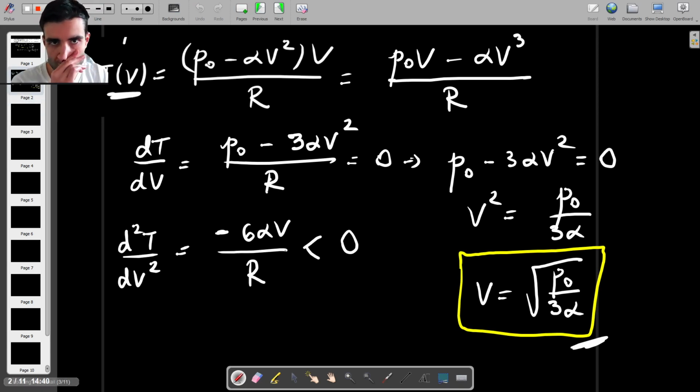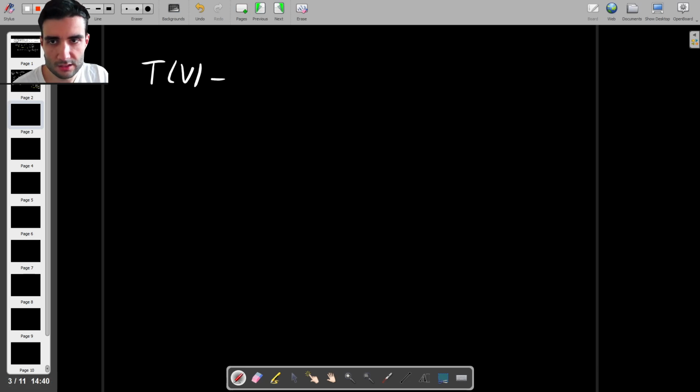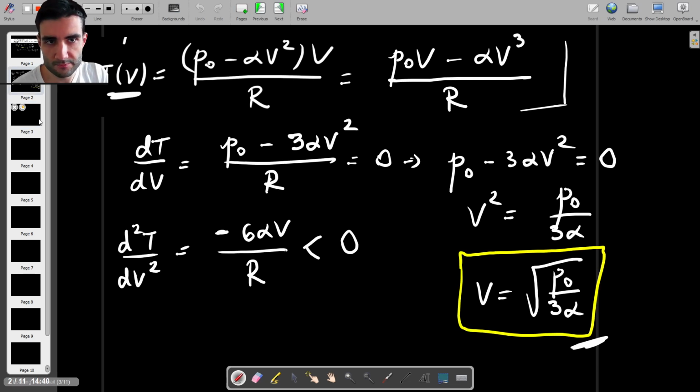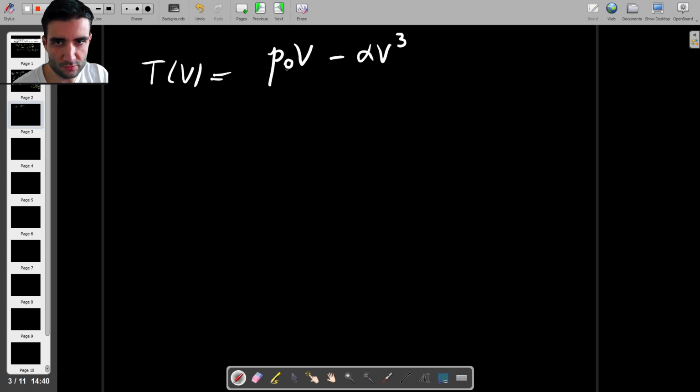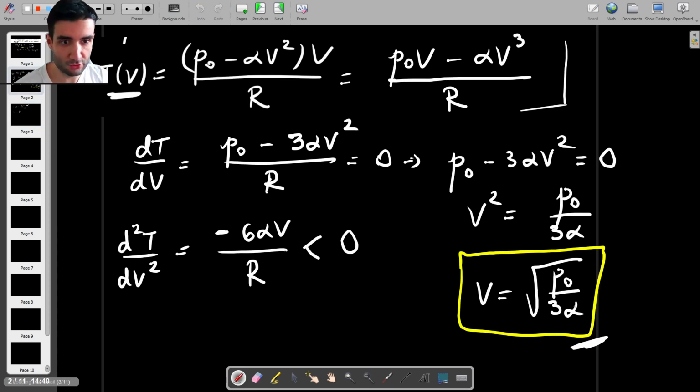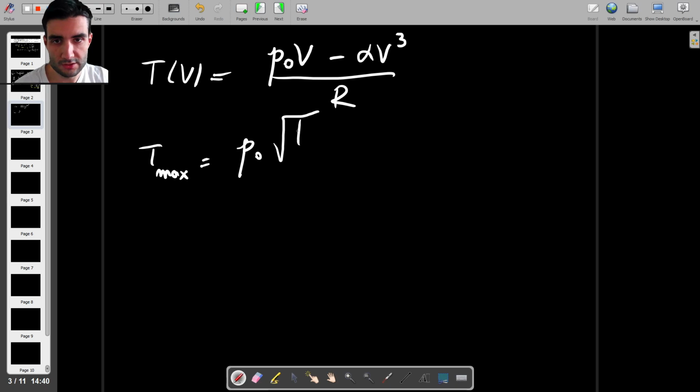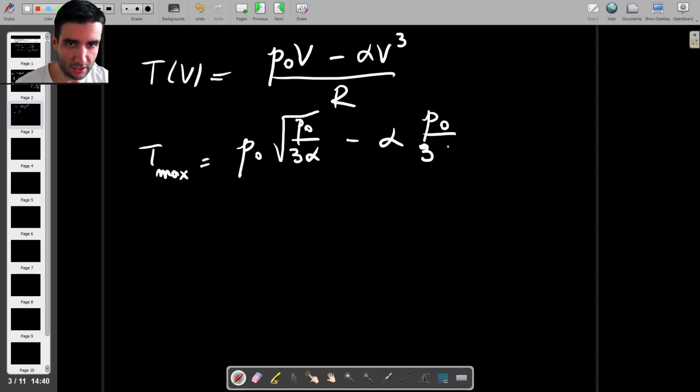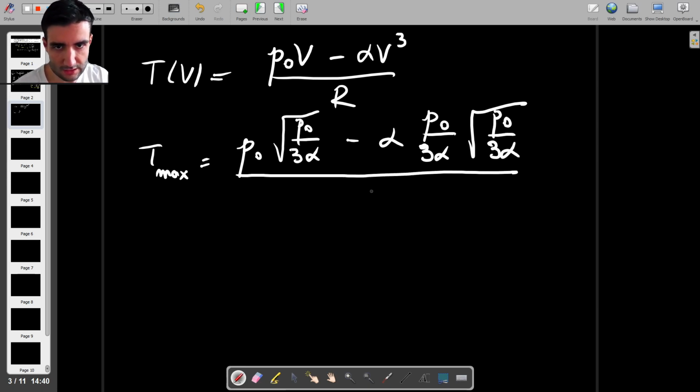Let's go back to the actual expression for the temperature as a function of volume, which is P naught V minus alpha V cubed over R, and T max is going to be simply P naught times, instead of the volume V, I'm just going to use the location of the maximum to find the maximum temperature. So that's P naught over 3 alpha minus alpha times V cubed. V cubed is going to be P naught over 3 alpha times the square root of P naught over 3 alpha. And everything is over R.